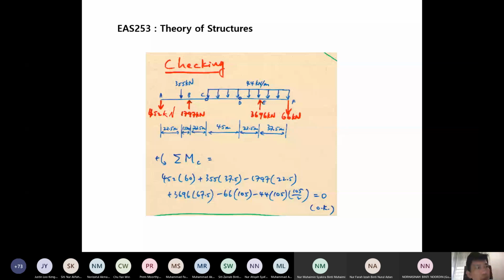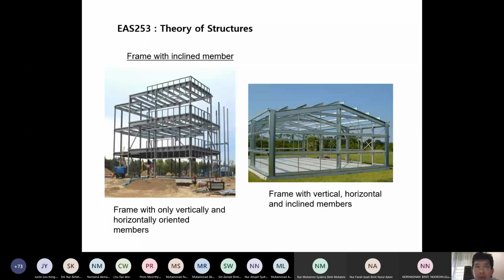And before I end today, I would like to bring up these things that we are going to discuss tomorrow when I see you again, which is frames with inclined members. Just now in the class we discussed frames where all the members are either horizontal or vertical, as shown on this photo here. Frame with only vertically or horizontally oriented members.